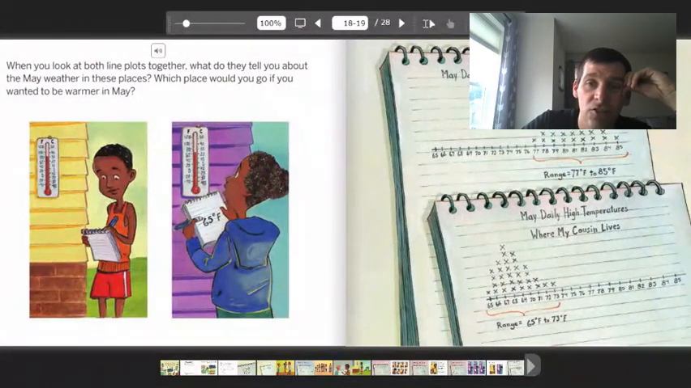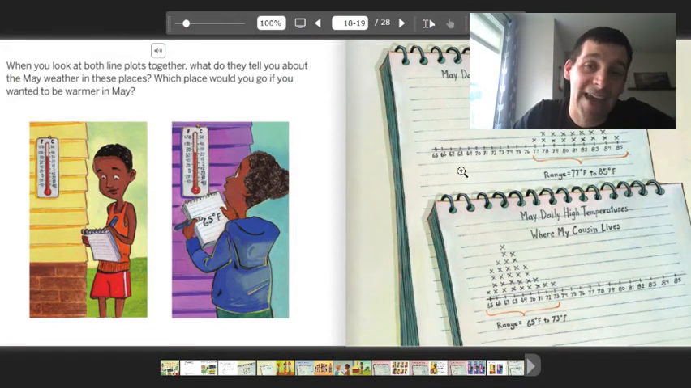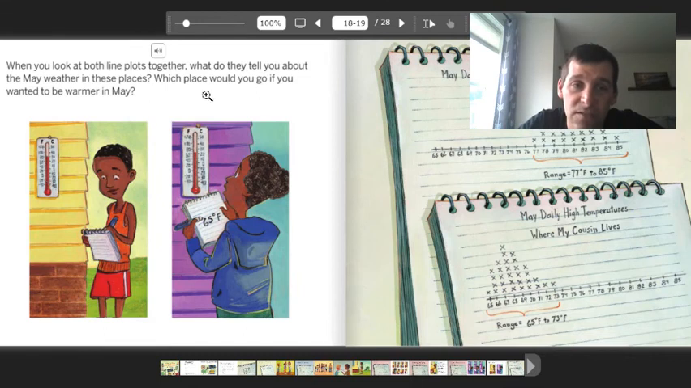And finally, here's what you're going to be working on today. It says when you look at both line plots together, what do they tell you about the May weather in these places? Which place would you go if you wanted to be warmer in May? Would you go to the boy's place or would you rather go where the cousin lives?